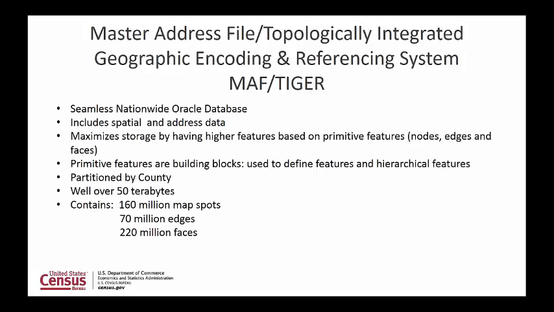And you'll hear, we used to have it separate, where we had the Master Address File, and then we had TIGER, which is the Topologically Integrated Geographic Encoding and Referencing system. Probably a lot of you have heard of TIGER. They did combine those, so all that data is now integrated. It's a large database, well over 50 terabytes, and we need to be efficient in how we store things. So we store everything on building block levels that we call nodes, edges, and faces.